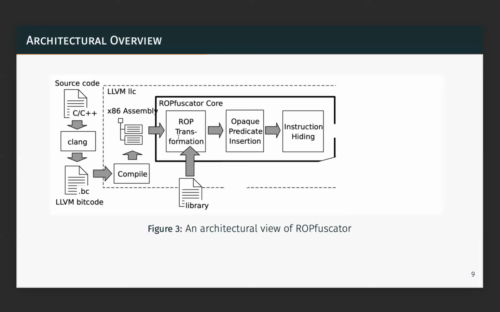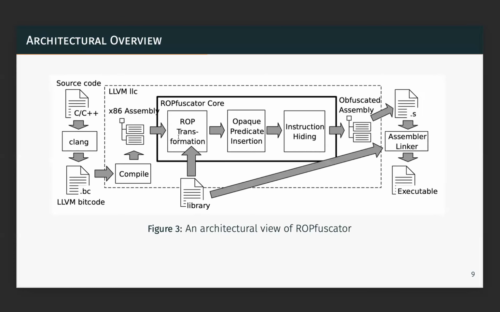ROPfuscator is split in 3 different phases, where the first one is the ROP transformation, that is a one-to-one mapping between an instruction or multiple instructions and a chain. In this step, we need a library to extract the gadgets from. Then we inject opaque predicates, and finally we perform instruction hiding. We're going to see in a moment what these things are. Then once the obfuscated assembly is generated, it's passed to the assembler and linker that links everything together and generates the final executable that is ready to be shipped.